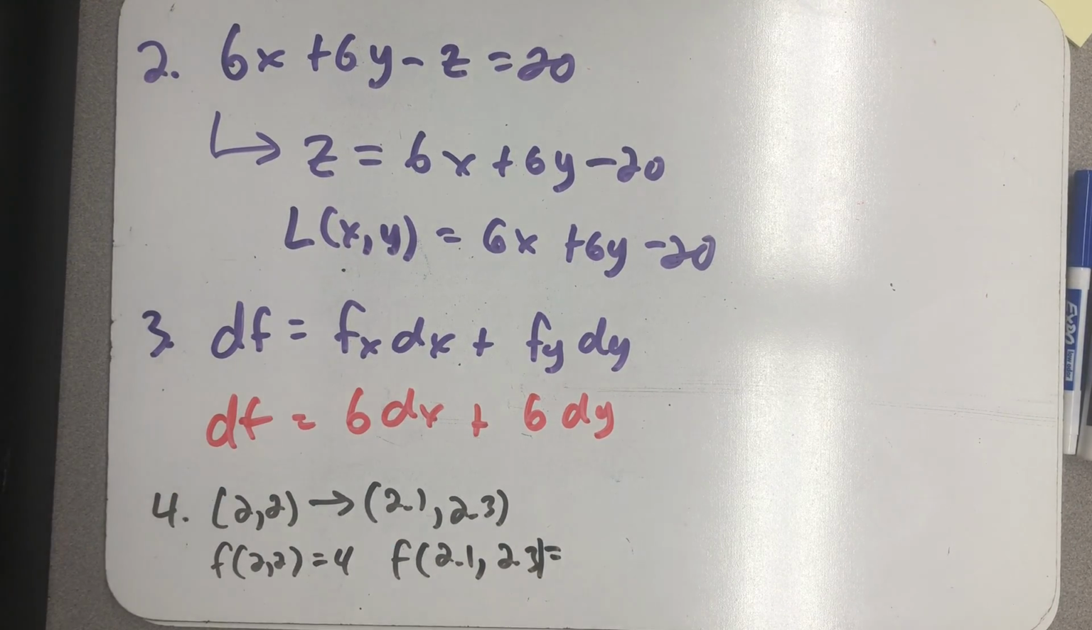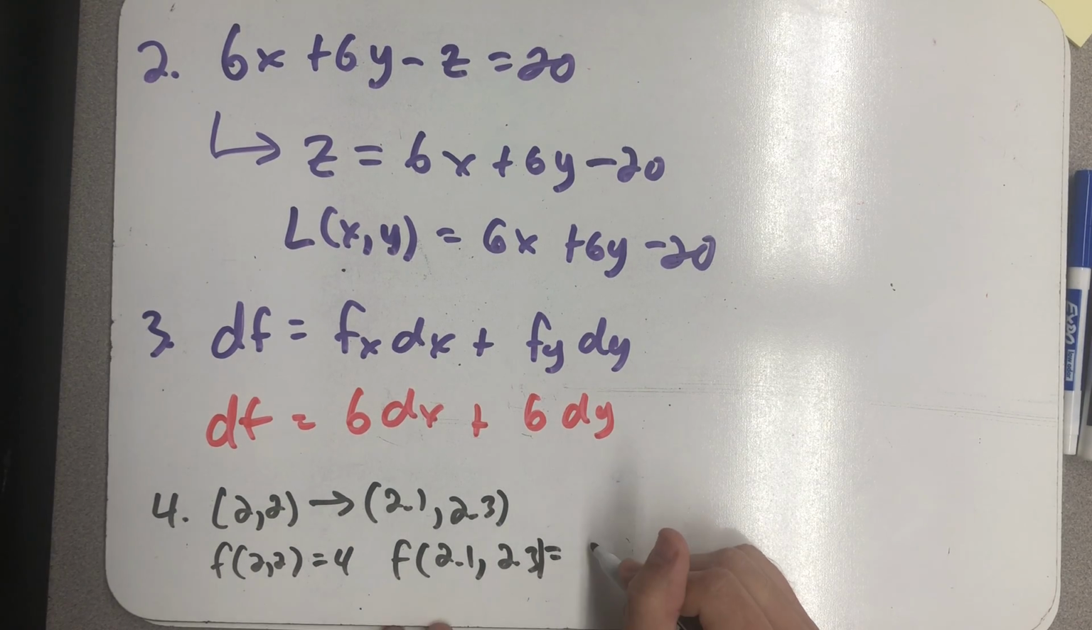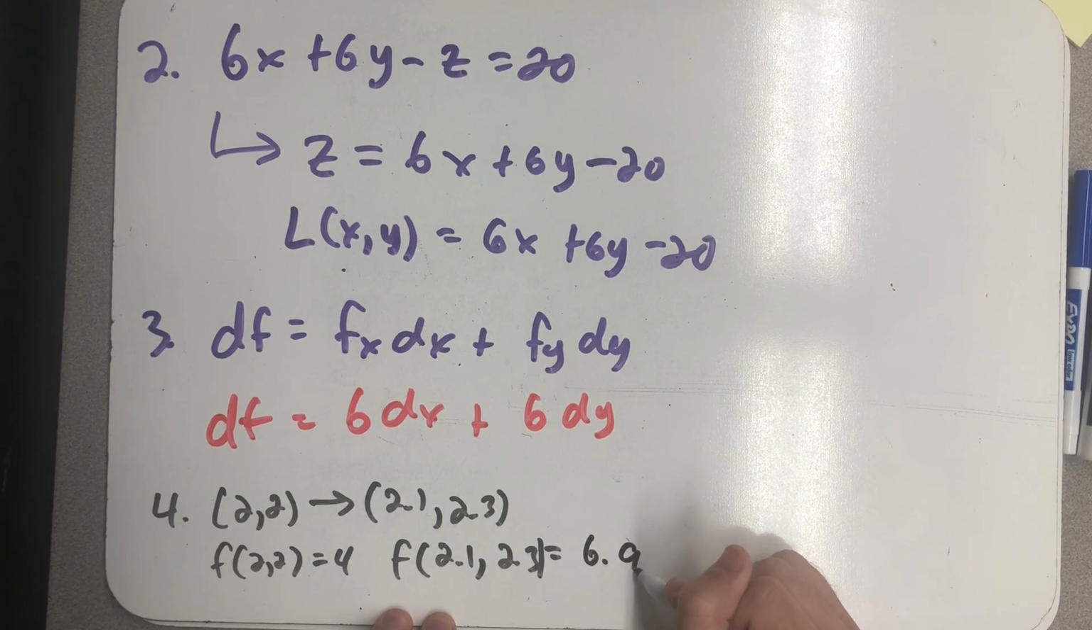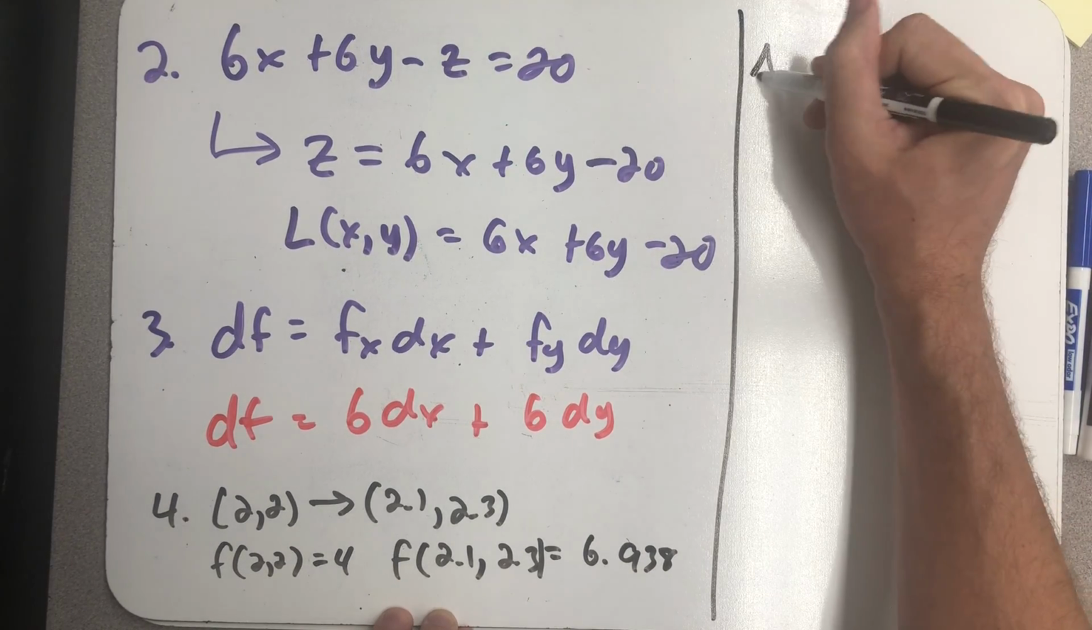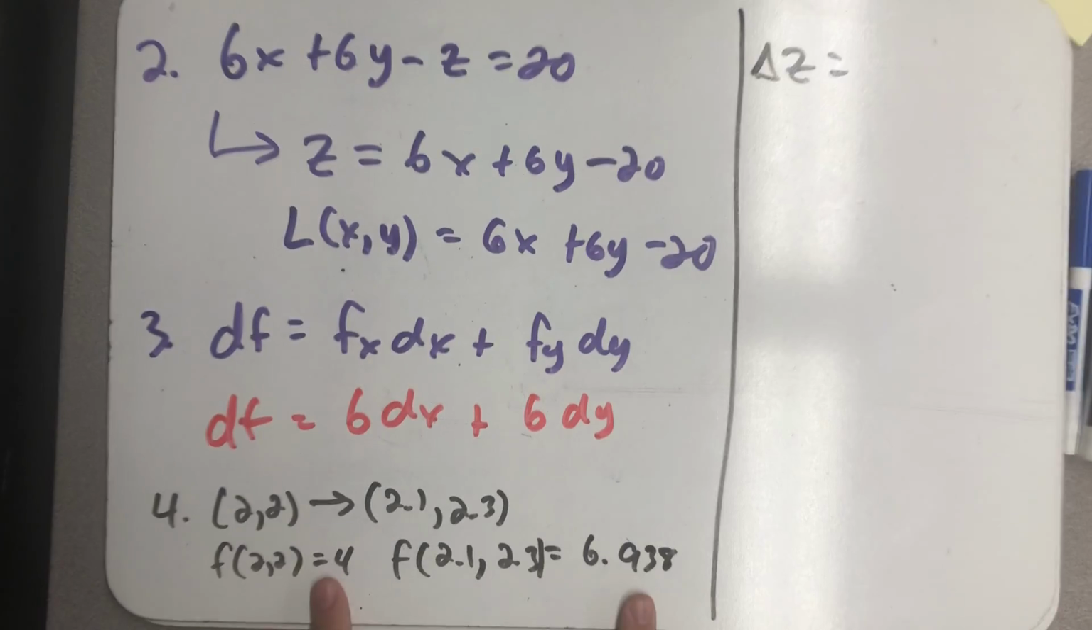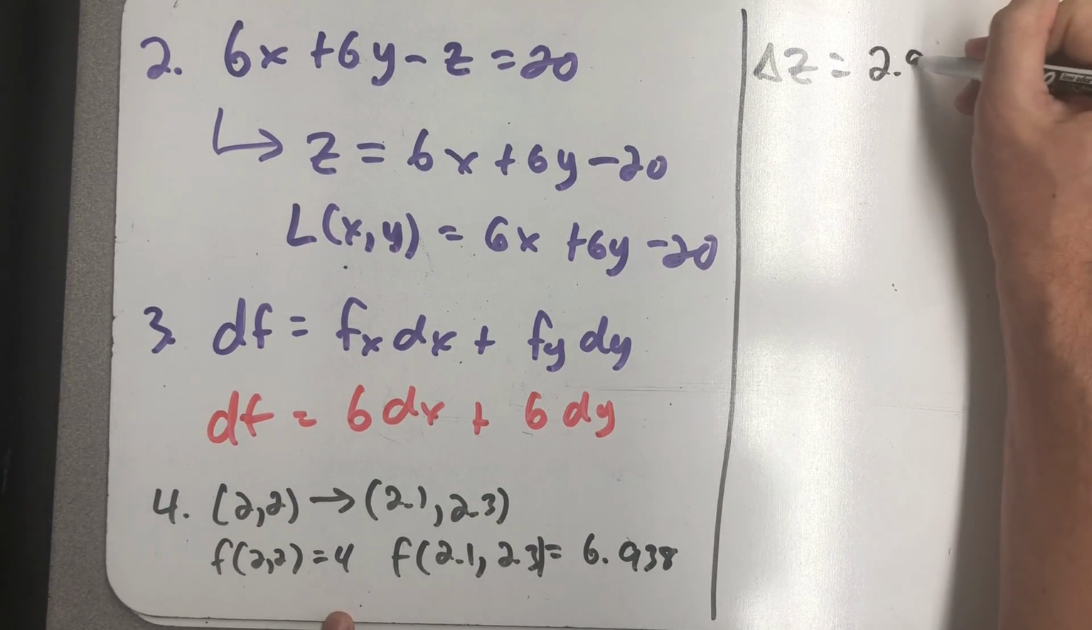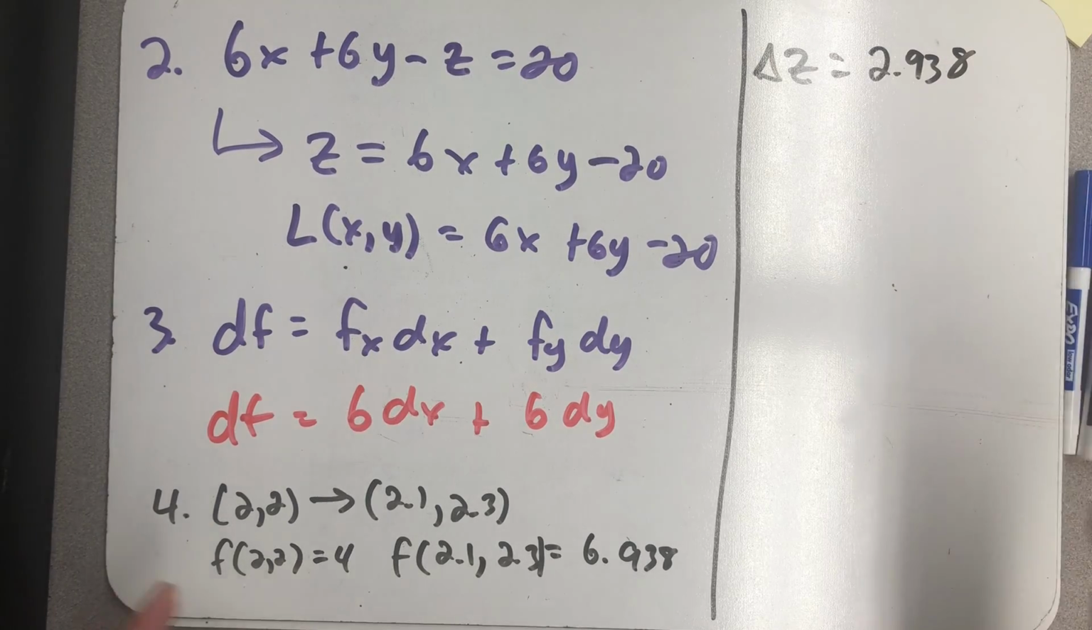And you can pause the video here and make that calculation because you don't need me to plug that in. But once you have, you'll find out that it comes out to be 6.938. So delta z, the difference in these two values, the second value minus the first value, I get 2.938.